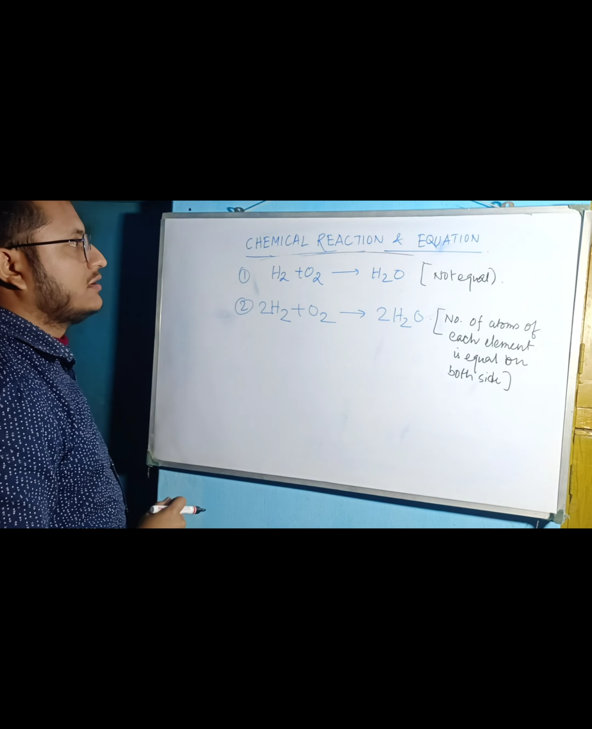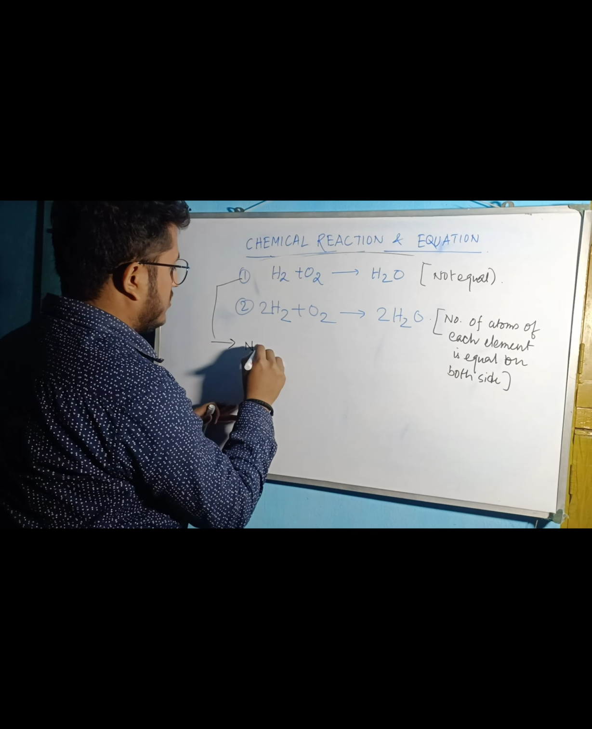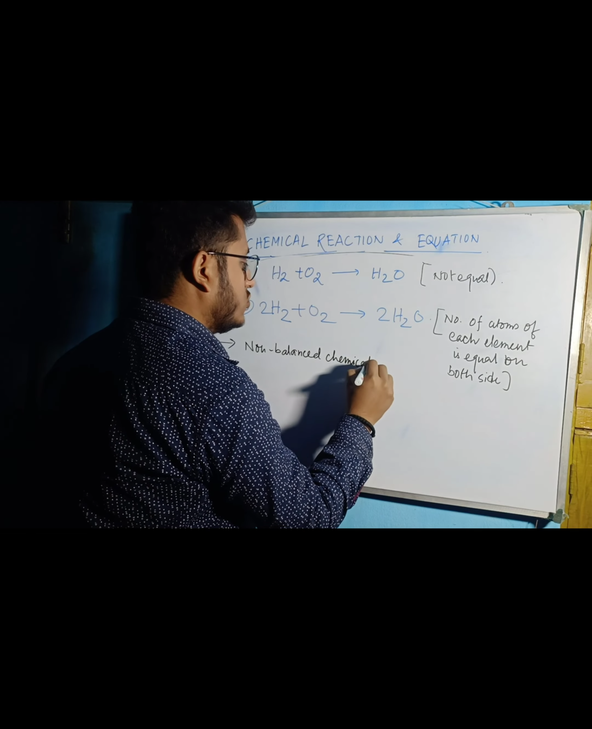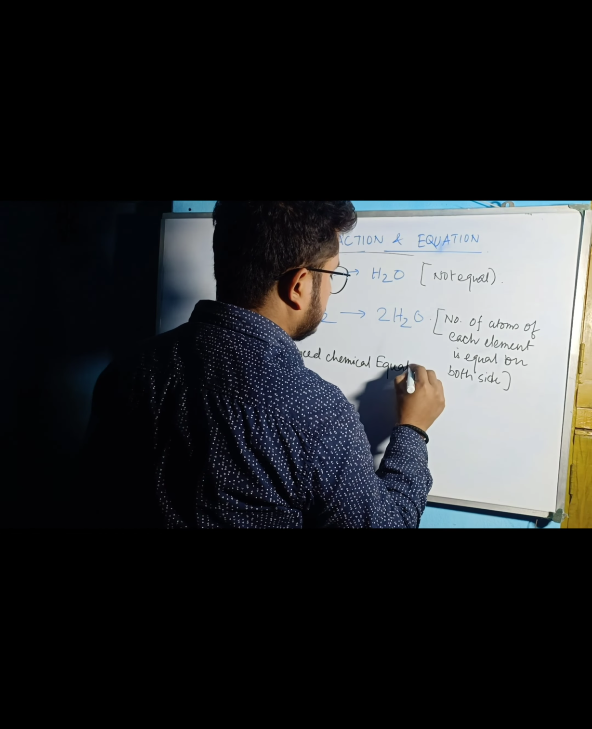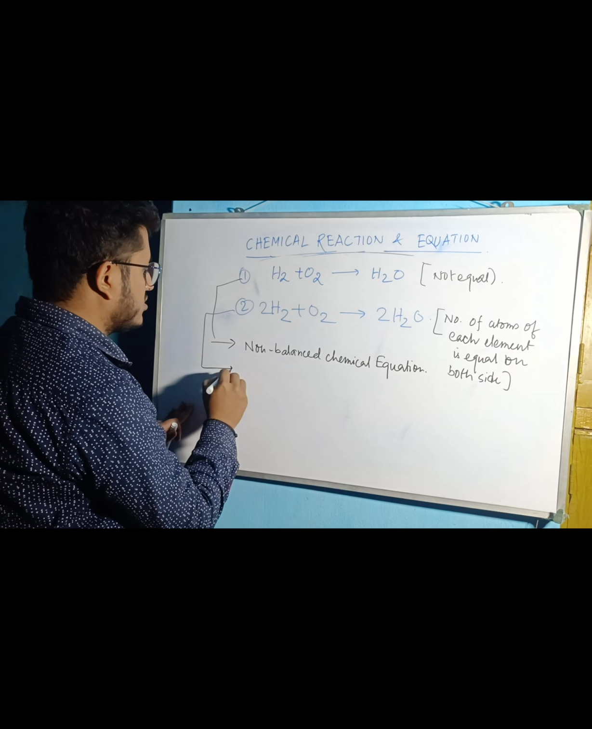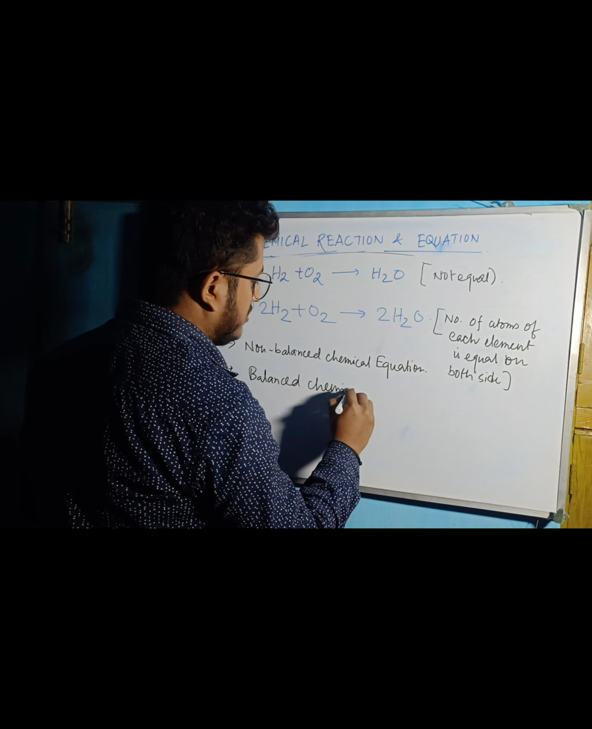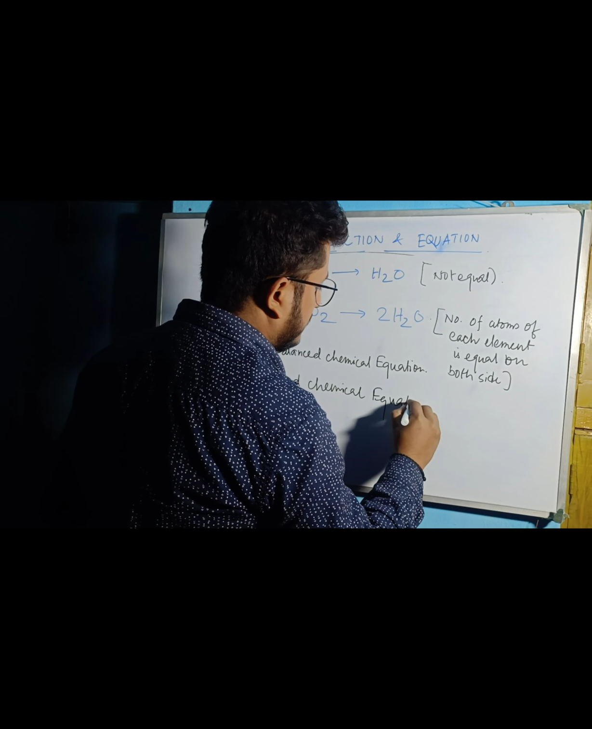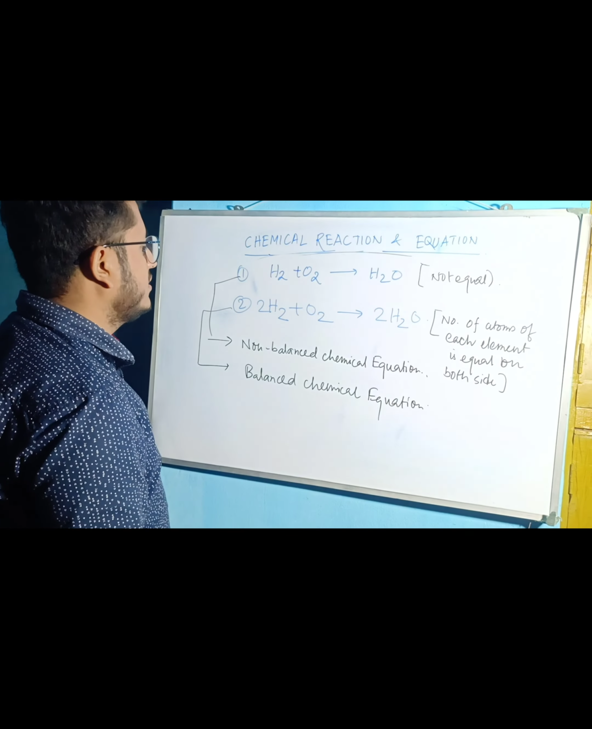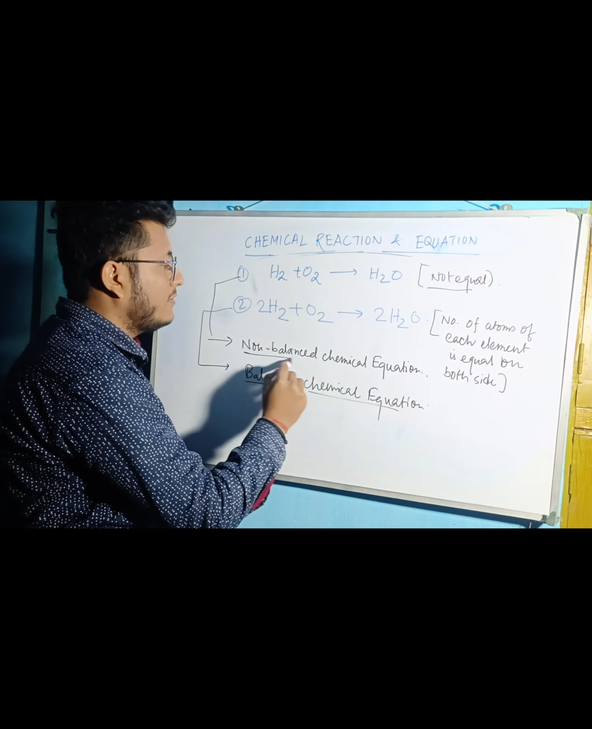If the number of atoms is not equal on both sides, this reaction is called a non-balanced chemical equation. And if the number of atoms on both sides is equal, then this reaction is called a balanced chemical equation. So when the number of atoms of each element is equal on both sides, it is a balanced chemical equation, and when the number is not equal on both sides, it is a non-balanced chemical equation.